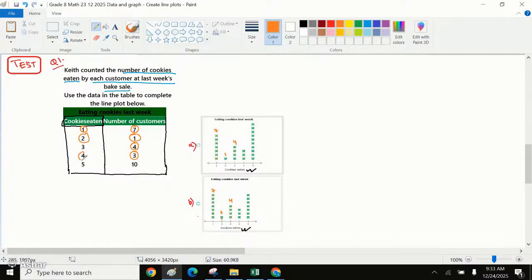3 customers ate 4 cookies. So they should have 1, 2, 3. Agreed. 1, 2, and 3. Agreed. That means 10 customers ate 5 cookies. Let's count. 1, 2, 3, 4, 5, 6, 7, 8, 9, 10. And here, 1, 2, 3, 4, 5, 6, 7. This is 7. So this is incorrect, right? That means the correct option is option A. So we click on option A and say that it is the correct option. Yes, thank you so much. Option A was the correct option.